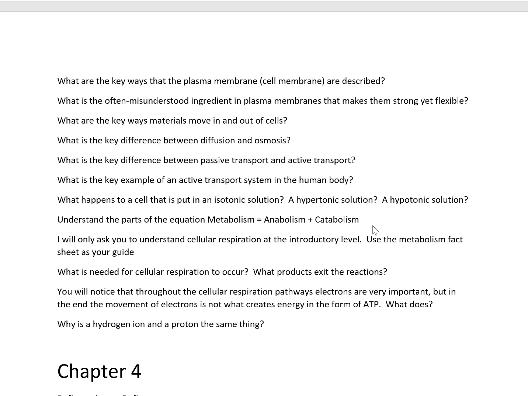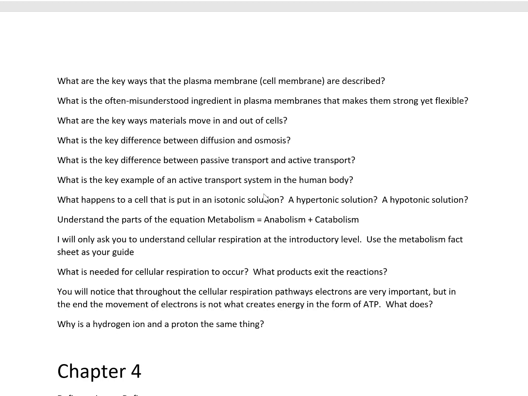Next, what's the key difference between passive and active transport? Passive transport doesn't require energy. Active transport does, so you have to power active transport. Active transport requires ATP. Passive transport does not. The best example of active transport from the book is actually the next question.